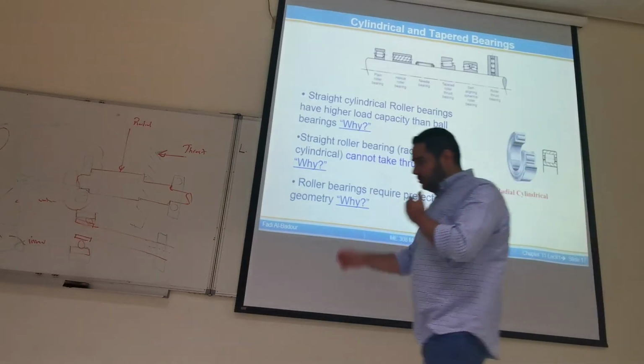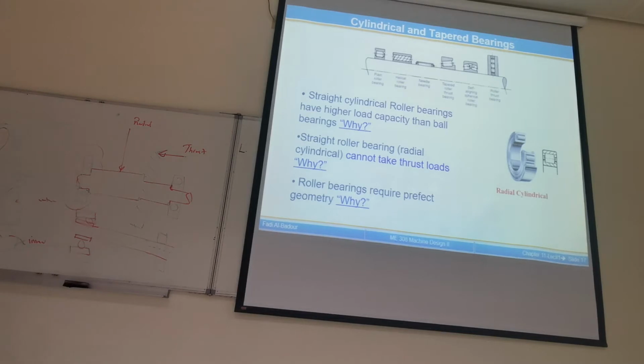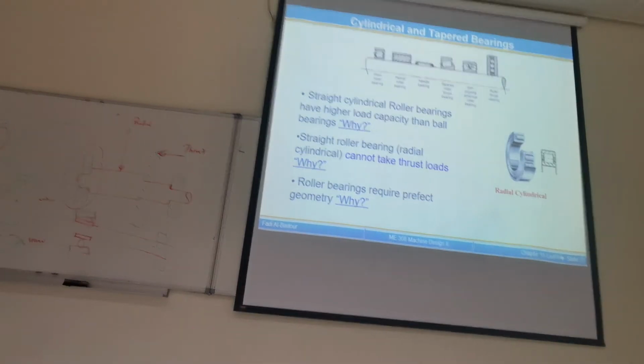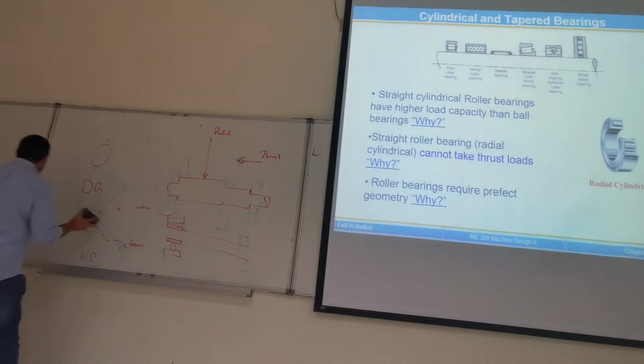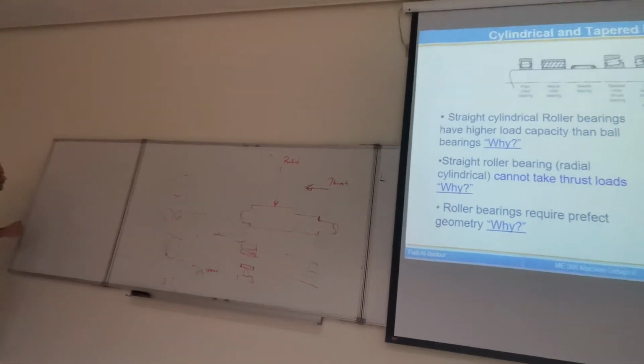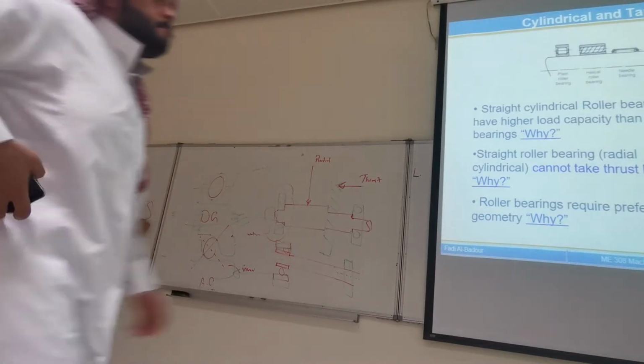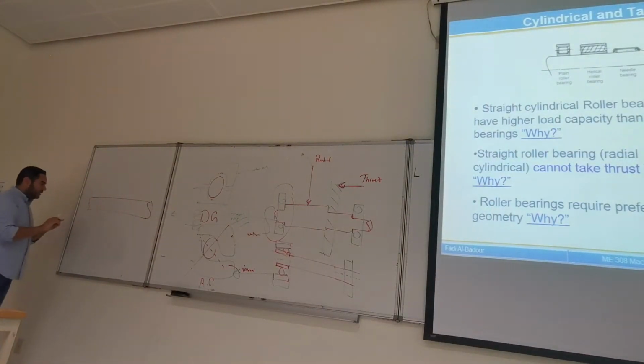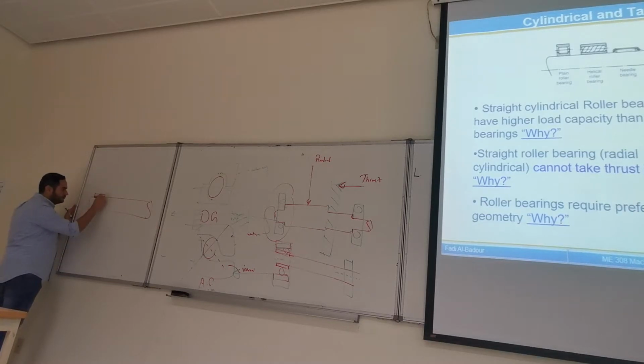Right. Let me draw a straight cylindrical roller element to understand some of the features of this type of bearing and its limitations. I'll draw the shaft in red. So this is the shaft. This is the inner ring. This is the roller. And this is the outer ring.